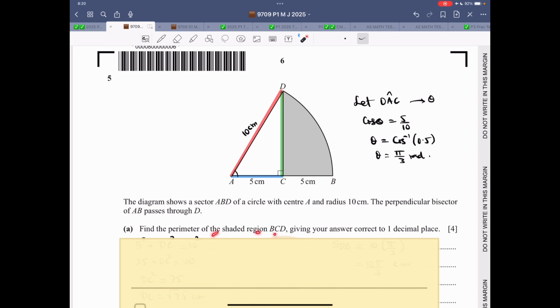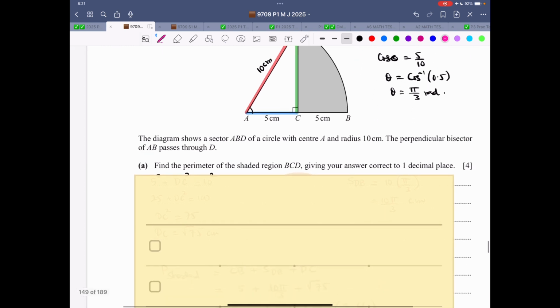Find the perimeter of the shaded region. Give your answer correct to 1 dp. So now, first of all, this is 5, this is 10. This angle is coming out to be 60 degrees, but we are working in radians. So now the rule is, when we are talking about circular measure, the rule is radians. Calculate it in radian mode, angle in radians.